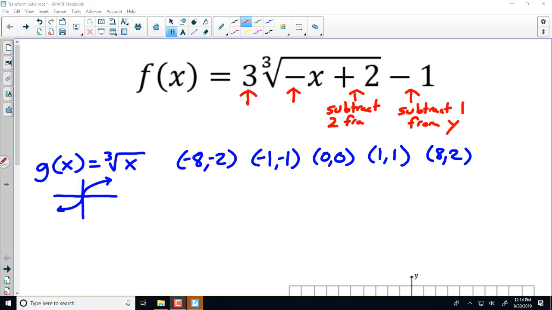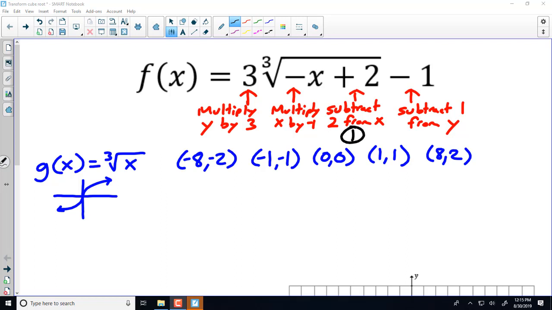2 from x. The minus sign that you see directly in front of the x is going to reflect our whole graph over the y-axis. We can accomplish that by changing the sign on x, or multiplying x by -1. The 3 out in front does not cause a reflection. It does cause a vertical stretch by a factor of 3. That is accomplished by multiplying y by 3.